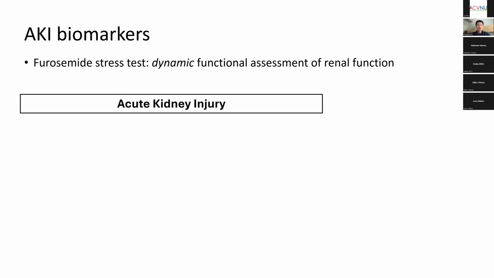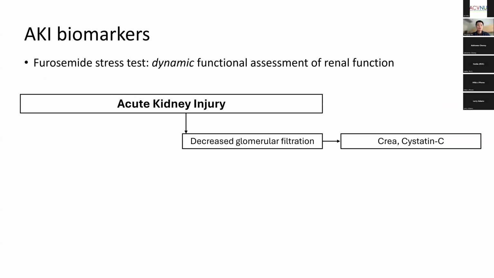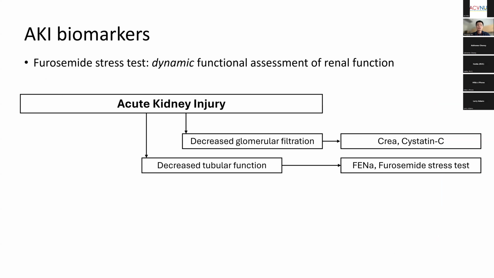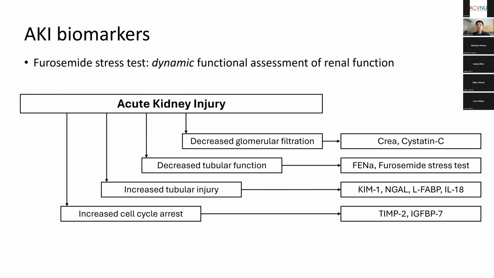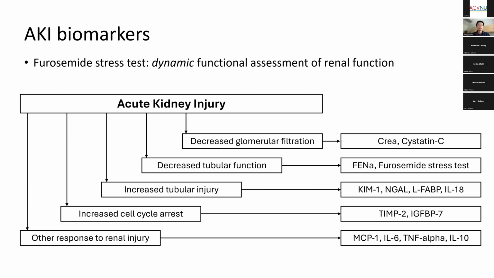Just to start off, there are various biomarkers of AKI for each stage or aspect of the AKI: GFR, decreased tubular function, increased tubular injury, cell cycle arrest, and other responses to renal injury. The furosemide stress test, along with the fractional excretion of sodium and other electrolytes, is located within this dynamic functional assessment of renal function.